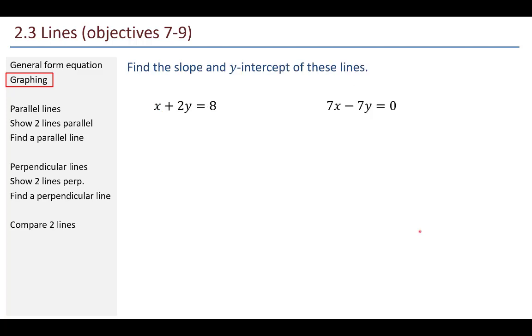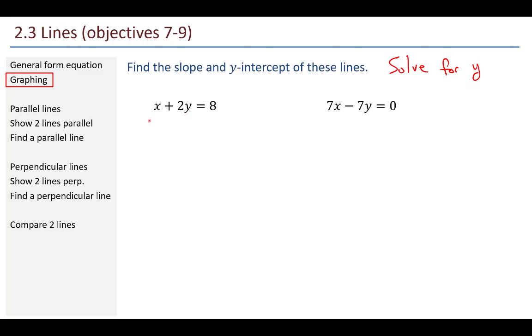Alright, let's find the slope and y-intercept of these two lines. These two lines are both given to us in the general form equation. How do I find slope and y-intercept if I want to? And it really boils down to solving for y. So solve for y. And if I can do that, then that puts the equation into slope-intercept form. Let's see what I mean.